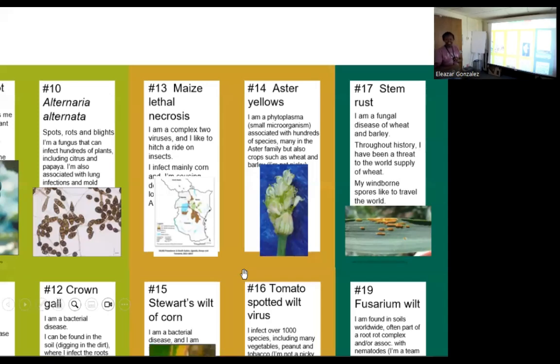Aster yellows, very unique. So there are not many phytoplasma diseases. Aster yellows are caused by phytoplasma, very small microorganisms associated with hundreds of species, many in the aster family, but can also infect crops such as wheat and barley, and not picky as well.